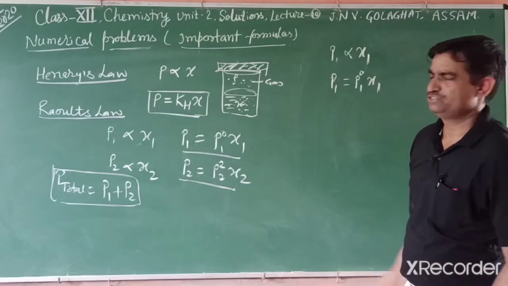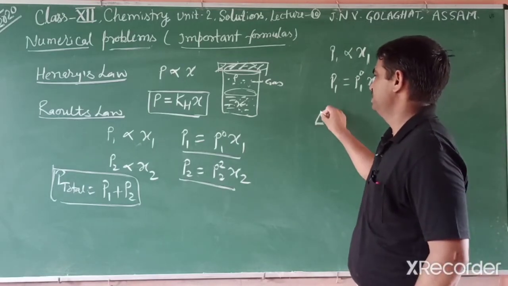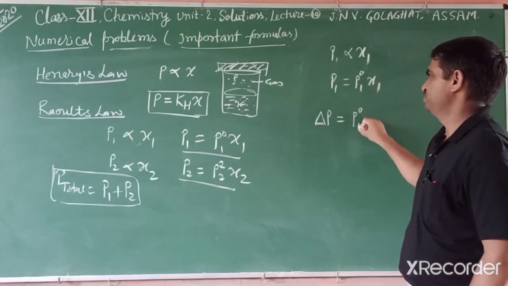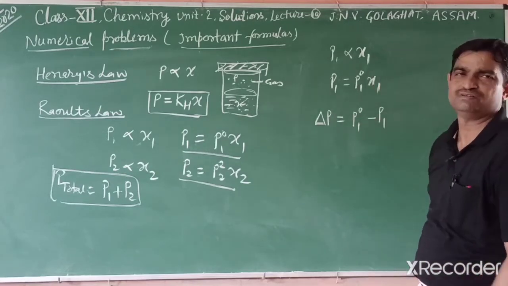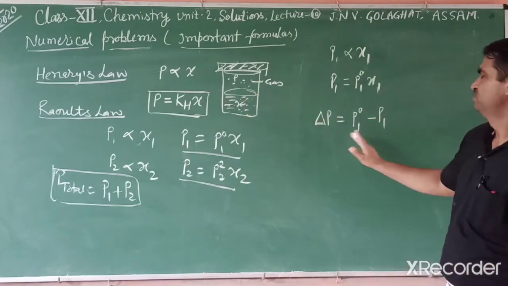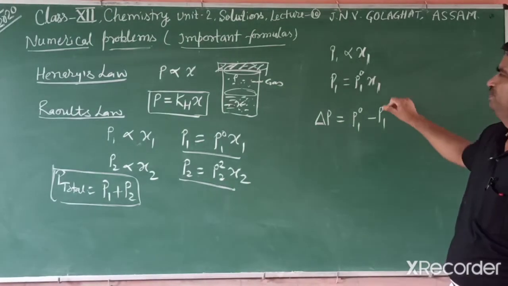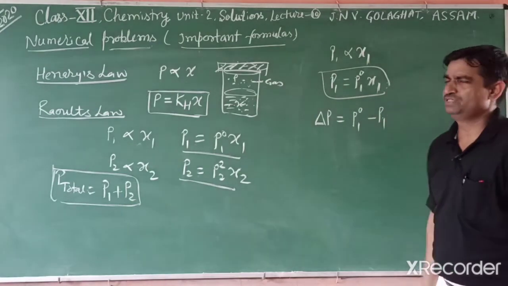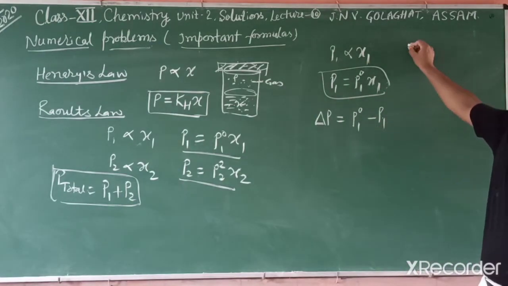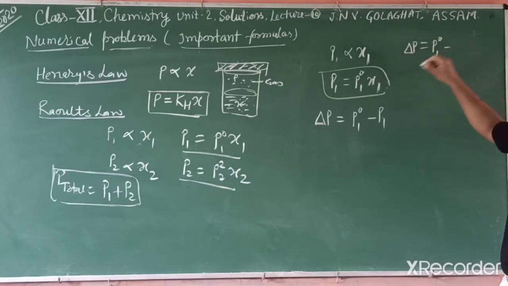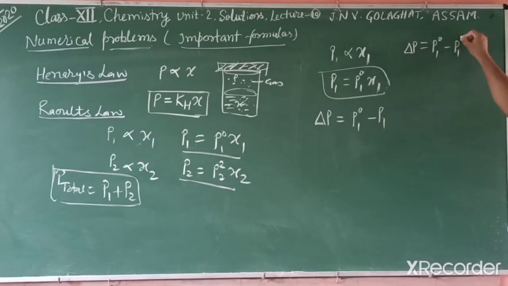If there is a non-volatile solute, then definitely the vapor pressure is reduced. Delta P is equal to the pure vapor pressure of the component minus P1. We know the pressure is reduced due to the non-volatile solute. We substitute the value of the partial vapor pressure, which we already know, into this equation. Then delta P is equal to P naught 1 minus P naught 1 times the mole fraction of the first component.